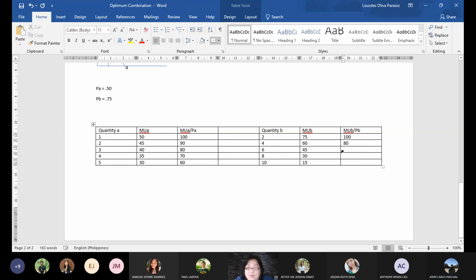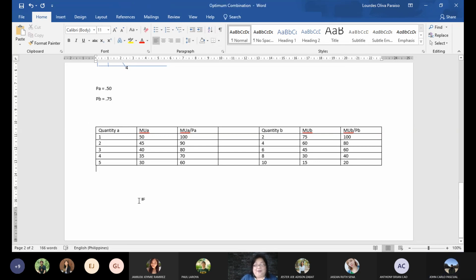80. Oh, here, 45 divided by 0.75. What do you get? 60, po. 60. How about here? 40. Correct? Yes, correct po. How about here? 20. Correct? Correct, po, ma'am. Okay. Oh, now, you find the equimarginal value.